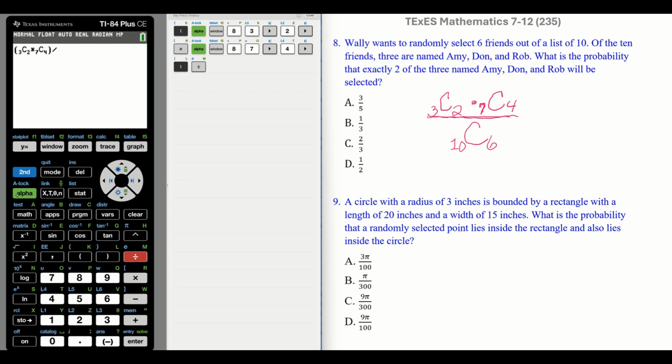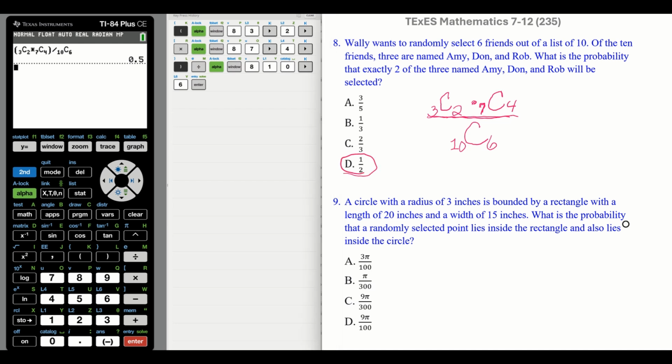Close our window, division, alpha window 8. And then we have 10 in a list. We want 6. Enter. Oh, that gives us a half. We know what a half is. It's 1/2.